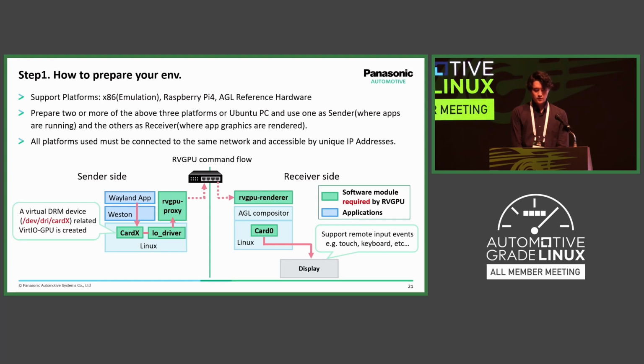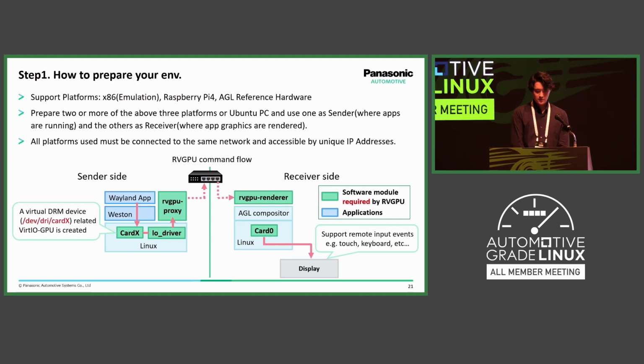Even if you don't have any ECU devices, if you only have an Ubuntu PC, you can easily use RVGPU by using the Ubuntu PC and x86 emulation. All used platforms must be connected to the same network and accessible by IP address and connection port.